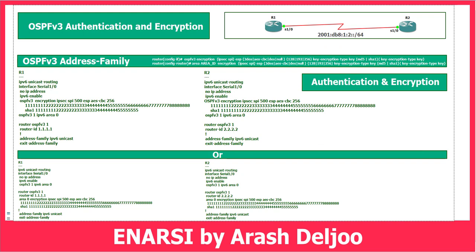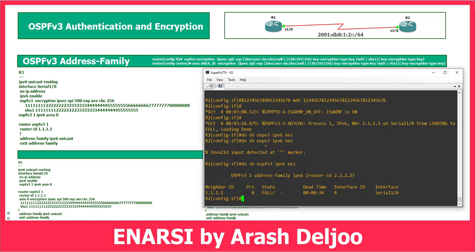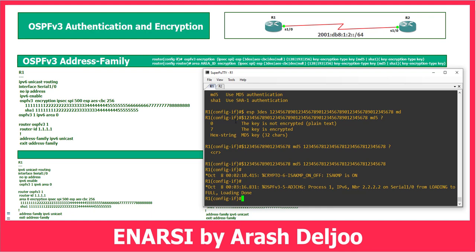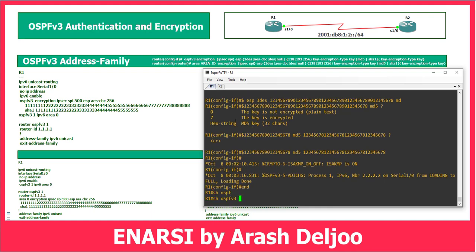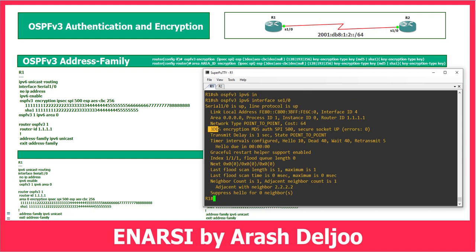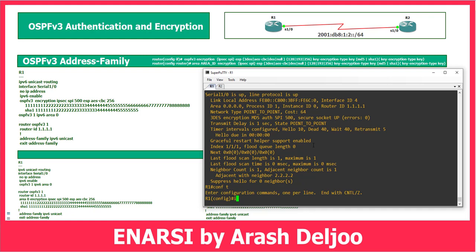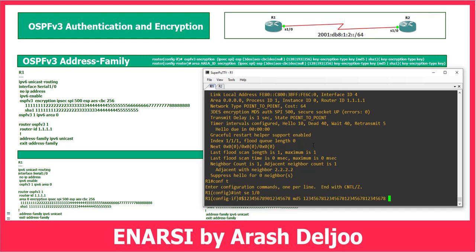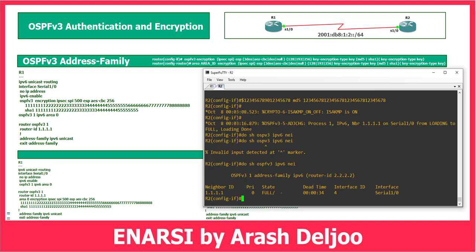Also, if you want, you can configure ESP, authentication and also encryption, with the next method. The next method is, for example, the area-based command. I will show you. Here on router 1, first, let me show you show OSPFv3 IPv6 interface serial 10. Here you can see triple DES encryption, MD5 authentication, SPI is 500, and the secure socket is up. Okay, let me remove the previous command on interface serial 10.